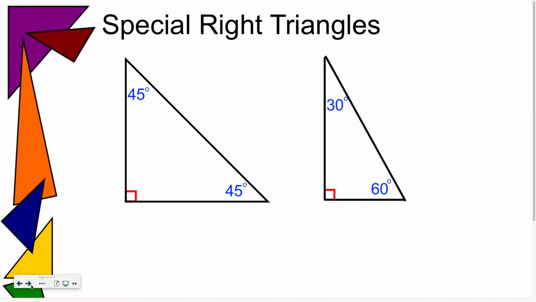Okay, so I've got 1, 45, 45, 90, and 1, 30, 60, 90. Now, on Friday, when you guys did this for me, you gave me sides with x's in them. In the 45, 45, 90, it's x, x, and x square root 2. And in the 30, 60, 90, across from 30 is x, across from 60 is x square root 3, and across from 90 is 2x.